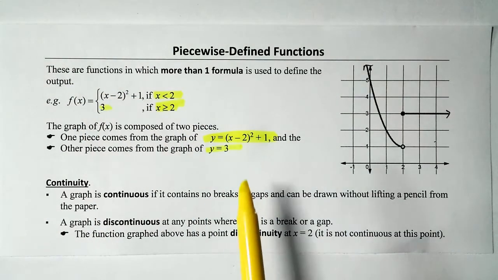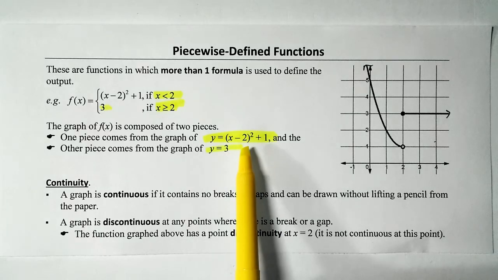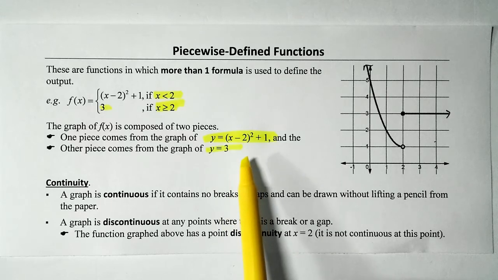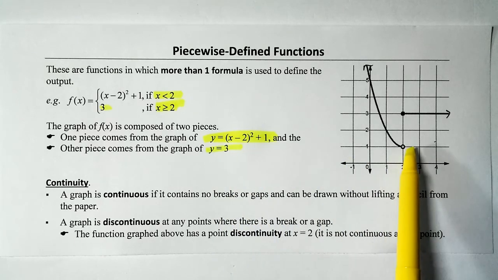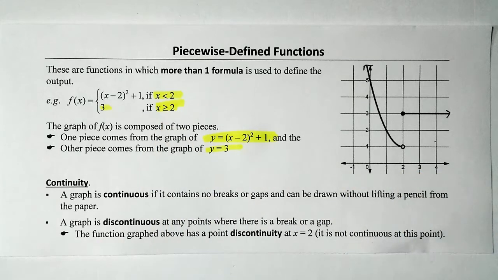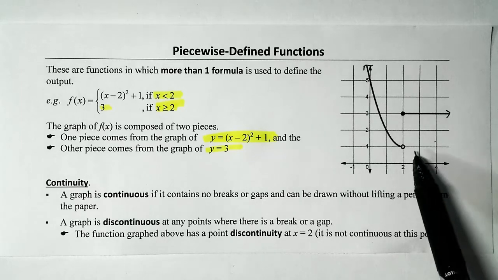Okay, so the graph of the first piece should be a parabola, so it comes from the basic function y equals x squared, and then we go 2 right, 1 up, and there you go. But the domain is for x less than 2. So because 2 is not defined in the first piece, it is very important that we highlight that it's not, hence the open circle.